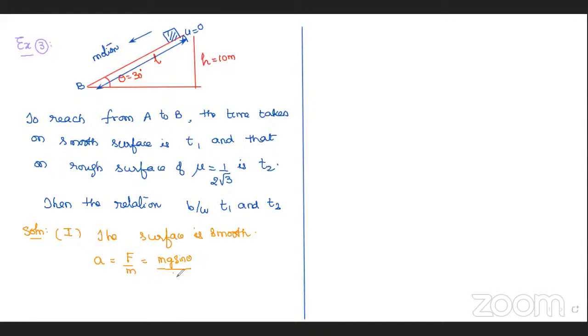So mg sine theta by m. So try to remember a equals g sine theta. If you remember it like a formula, you can use it in other questions. Acceleration on a smooth inclined plane is g sine theta. We can remember it as a shortcut. When you come to this problem, you can substitute. Later we substitute. First we are coming to the concept now. Actually, this is concept, not solution.